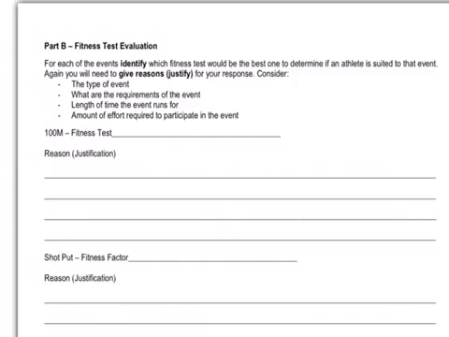Okay, and here's your final part, so part B of your fitness test evaluation. And again, you are identifying and justifying, okay? We are looking at the 4 events, and you need to select a fitness test that would be appropriate to determine if an athlete is suited to that event, okay? So go back to the page before where you selected the most important fitness factor for that event, and then try and identify a fitness test that would test that factor.